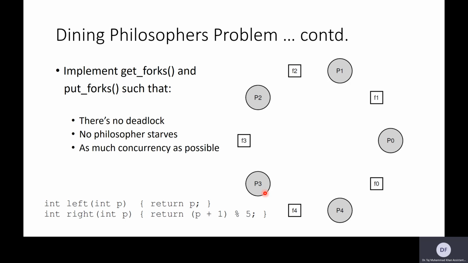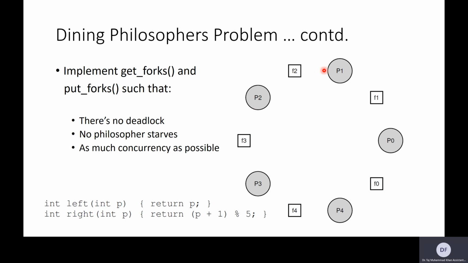So p3 will enter the eat function. It will eat and then it will put forks. When it will put forks, it will release both f4 as well as f3. When it will release f3, p2, which was waiting for f3, will be able to acquire f3. So p2 had already f2, now it has got f3. So its get forks function will return, and it will eat and put its forks. So it will release f3 as well as f2.